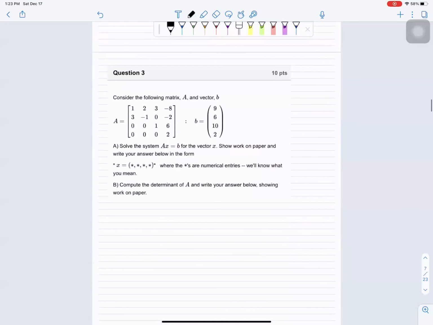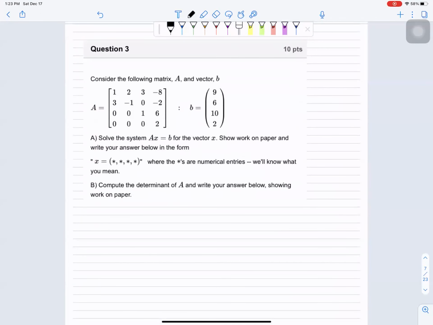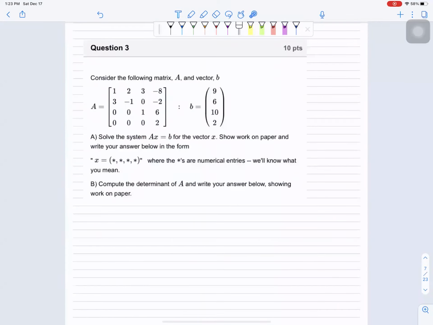Okay, problem 3. So we want to consider this matrix A and a vector B. First question, solve the system AX equals B for X. Okay. So there's 2 general ways whenever you see an AX equals B problem. First way is you do row reduction, or you make a big augmented matrix and row reduce, back substitute as needed. Or you can multiply by the inverse. So X would be A inverse B.